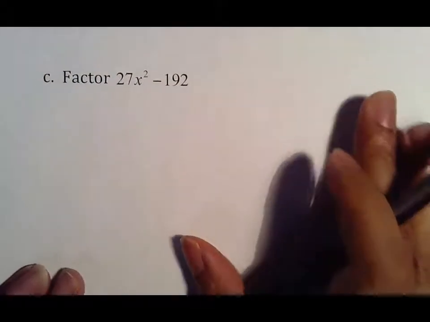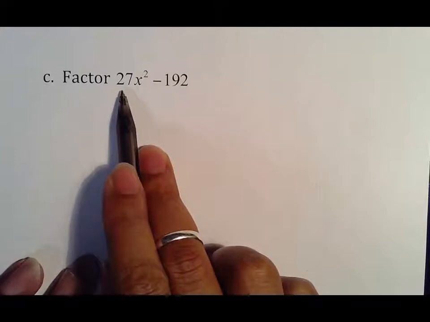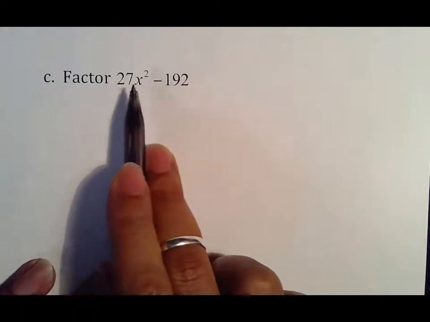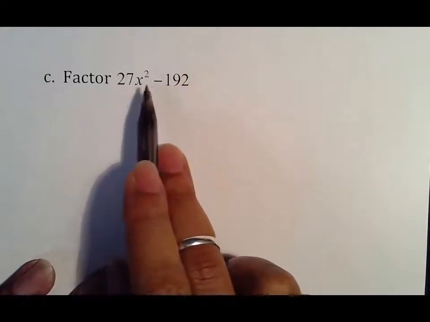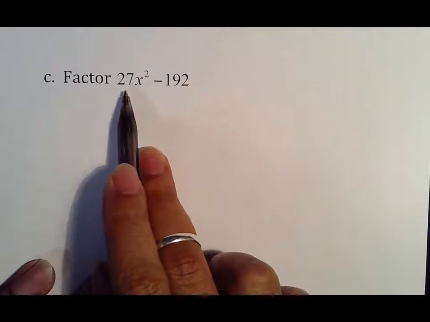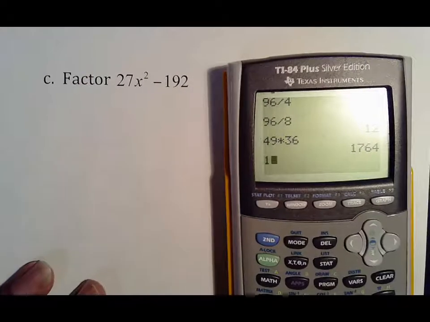All right. 27x squared minus 192. Well, here's the thing. There's no number that multiplies by itself to be 27. There's no number that multiplies by itself to be 192. But what we forget about our first trick is we're supposed to look to see if there's something we can take out of both of these. And the only number I know that goes into 27 would be a number like 3. So let's check to see if 192 divides by 3.